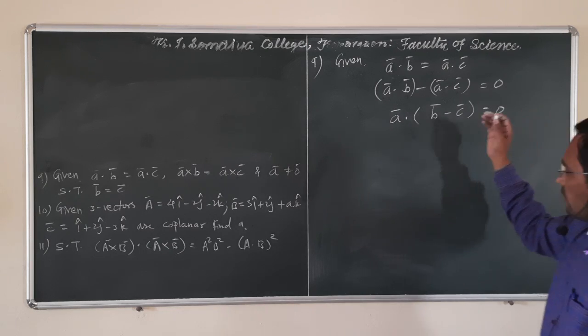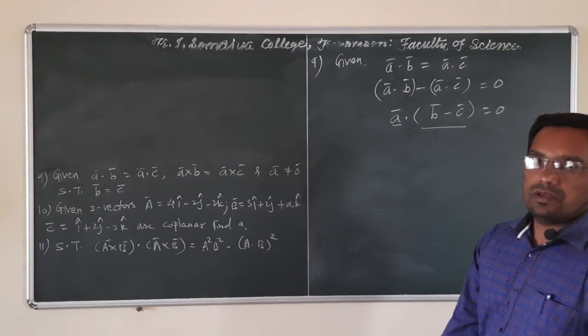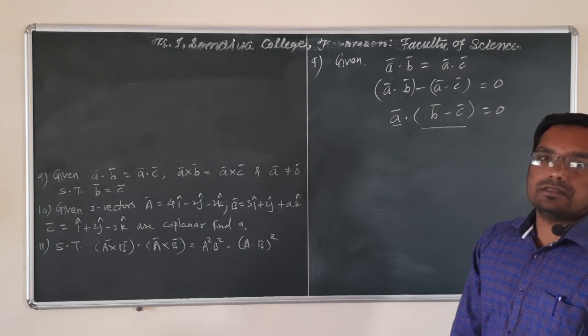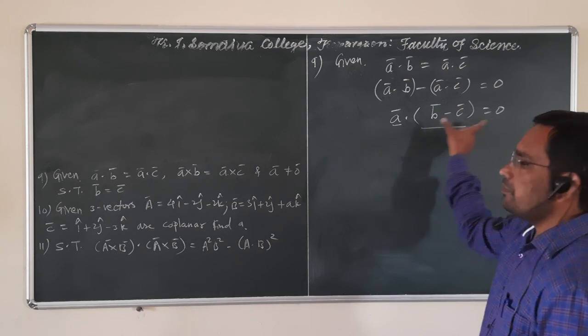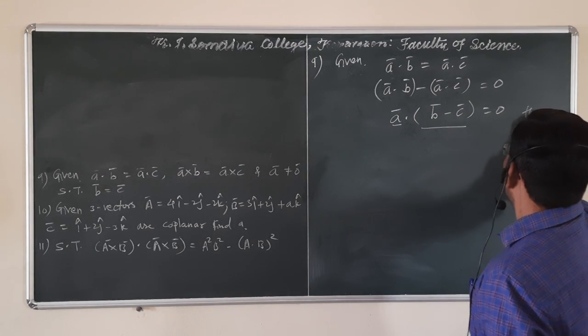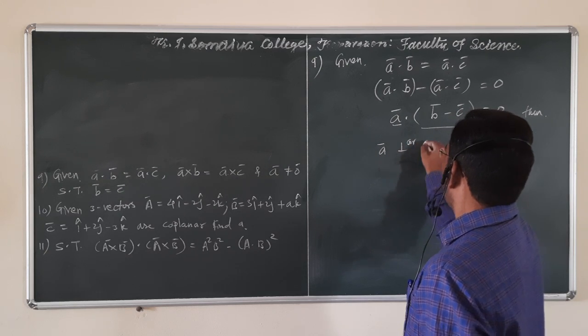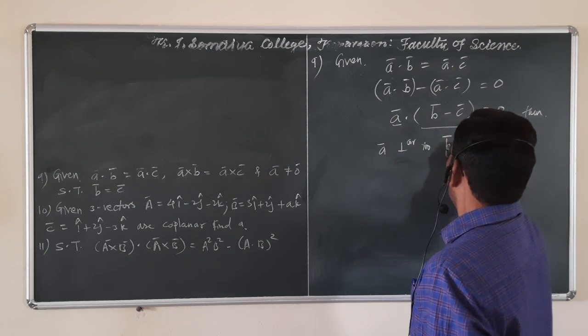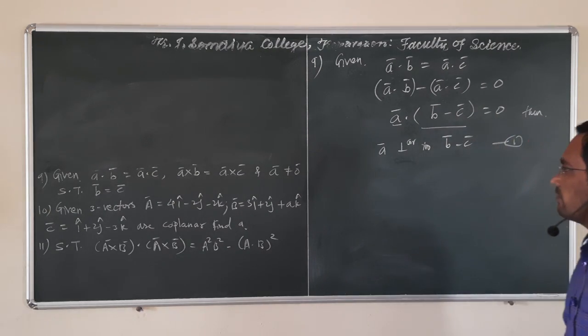Now here the dot product of these two is equal to 0, and we know that when the dot product is 0, these two vectors are perpendicular to each other. So we can say that vector A is perpendicular to vector B minus C. This is our equation number 1.